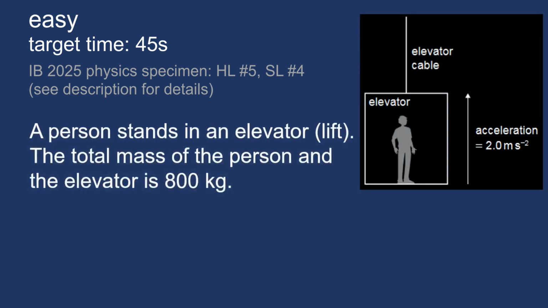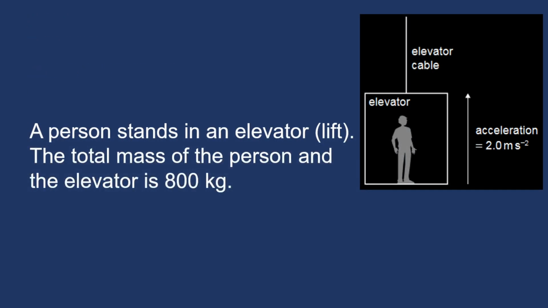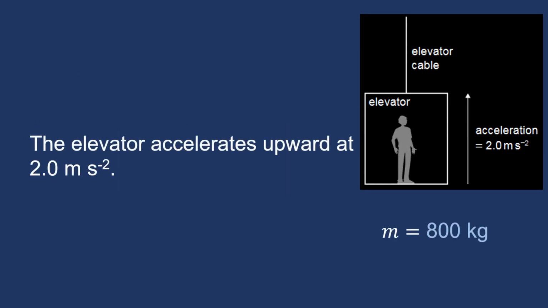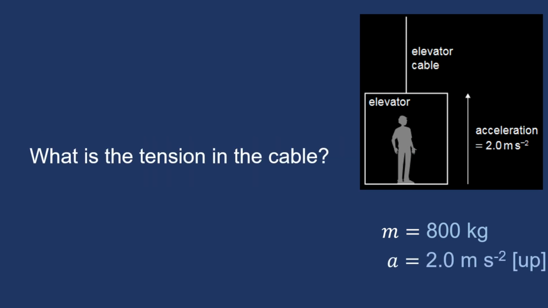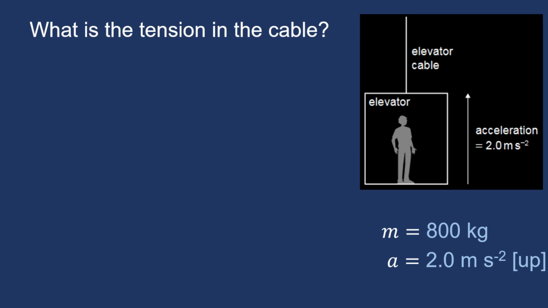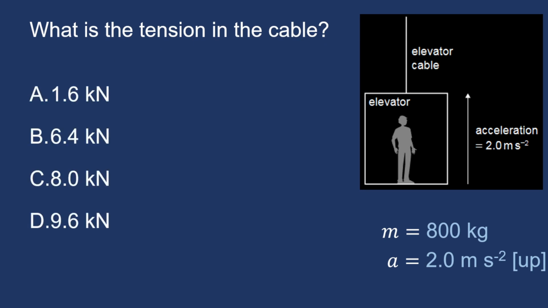A person stands in an elevator or lift. The total mass of the person and the elevator is 800 kilograms. The elevator accelerates upward at 2 meters per second squared. What is the tension in the cable? Choices are 1.6, 6.4, 8, or 9.6 kilonewtons.